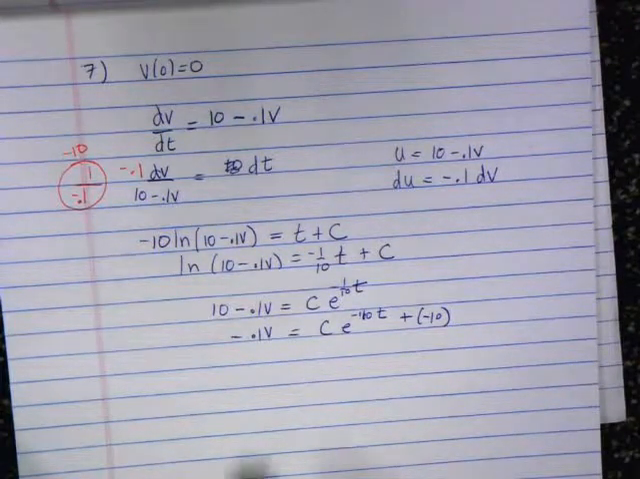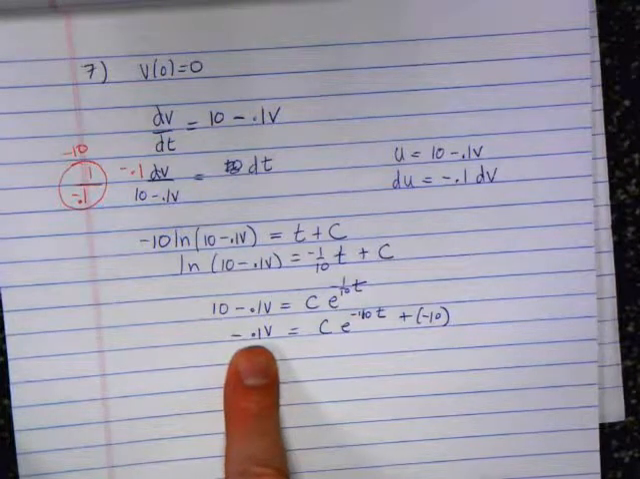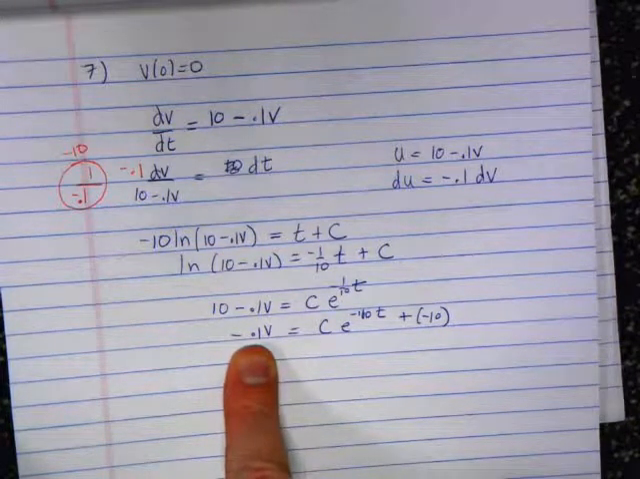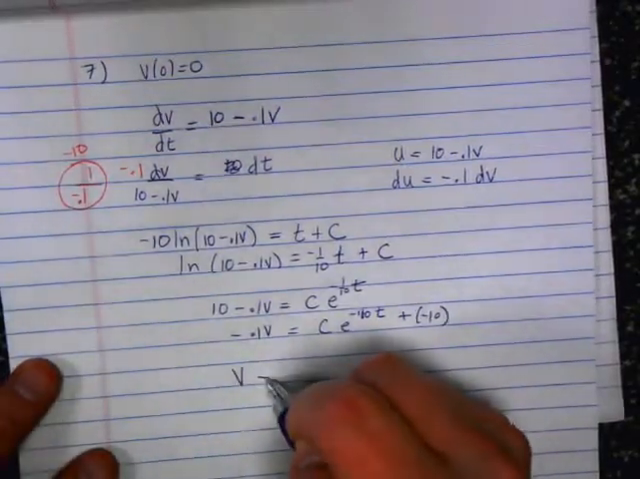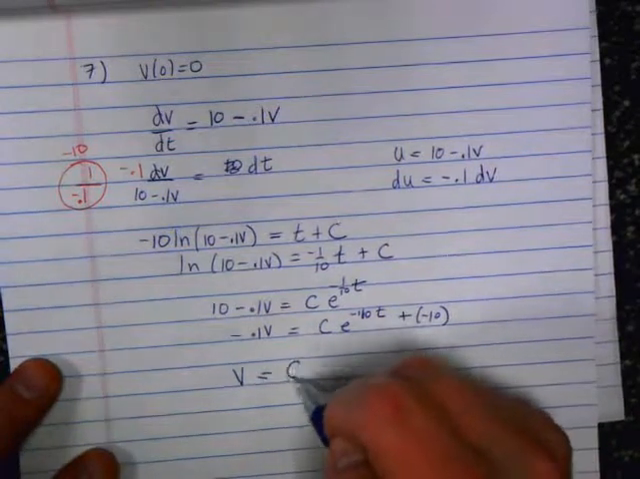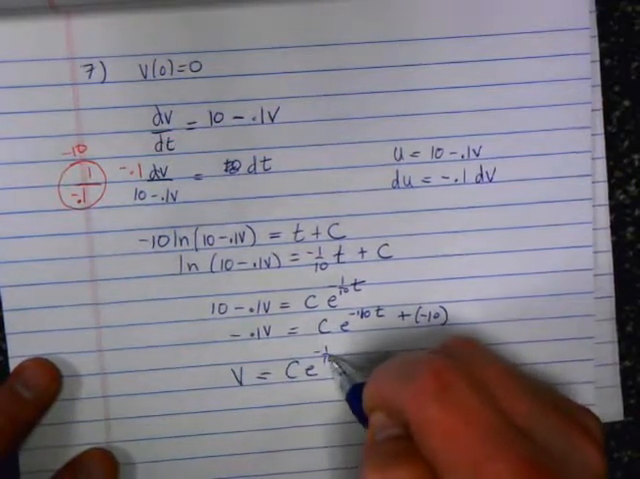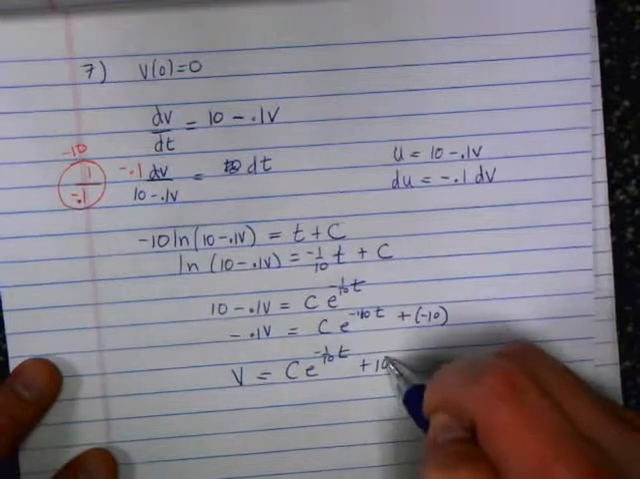And then finally I divide by negative 0.1, but dividing by negative 0.1 is the same as multiplying by negative 10, so I multiply everything by negative 10. V equals c e to the minus 1/10 t plus 100.